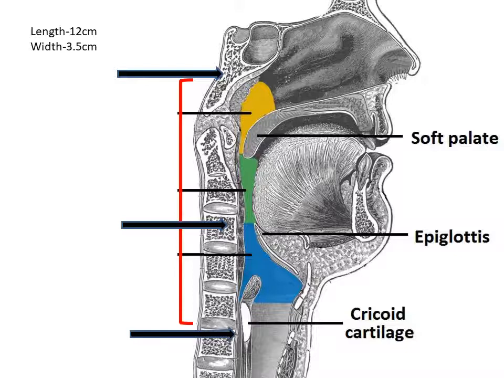Inferiorly, the pharynx is continuous with the esophagus at the level of the sixth cervical vertebra, C6, corresponding to the lower border of the cricoid cartilage.